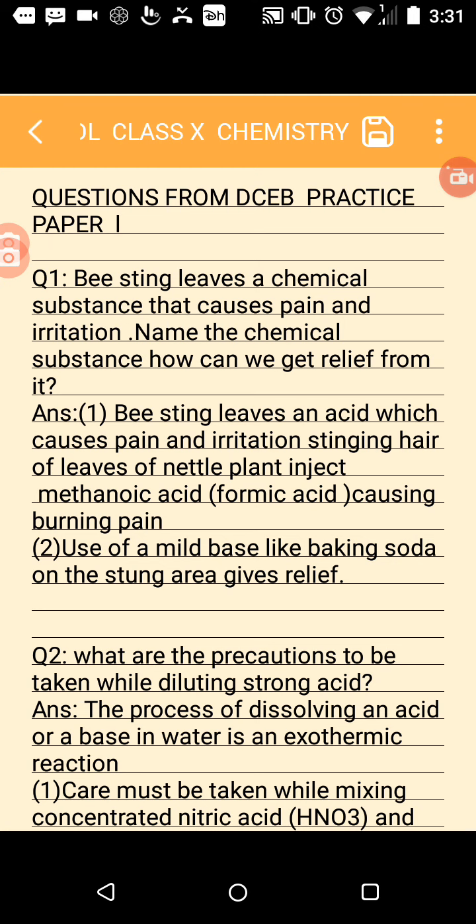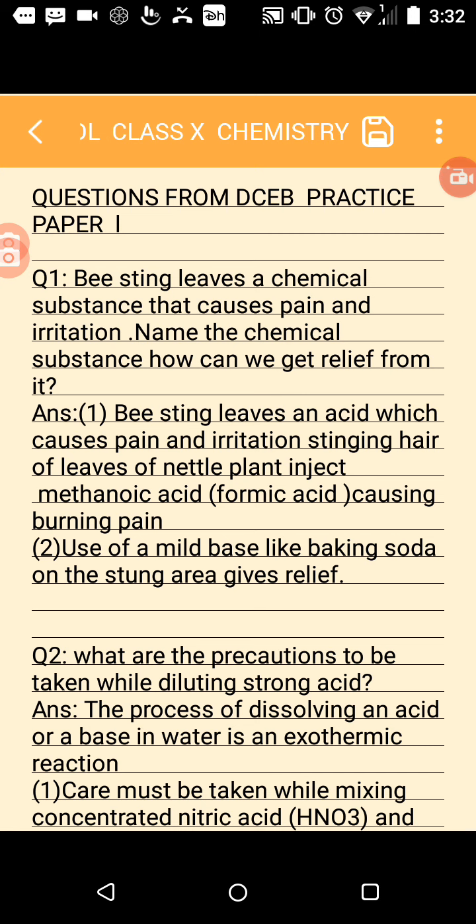Move on to the answer, students. A bee sting leaves an acid which causes pain and irritation, like the stinging hair of the leaves of the nettle plant, which injects methanoic acid, also called formic acid, causing burning pain. Now what is given in the question? Name the chemical substance. So what is the chemical substance here? The chemical substance is methanoic acid, or else formic acid.